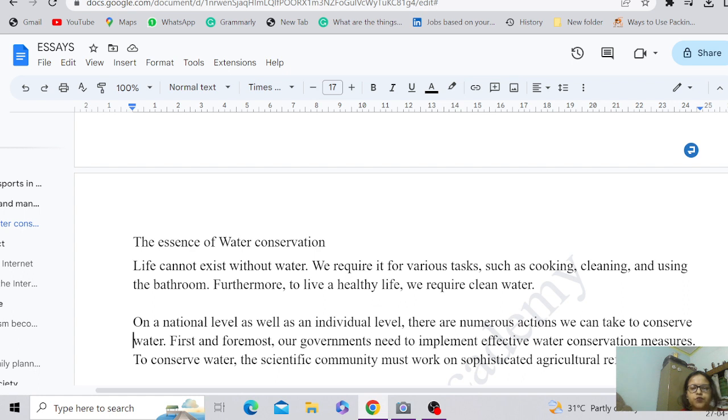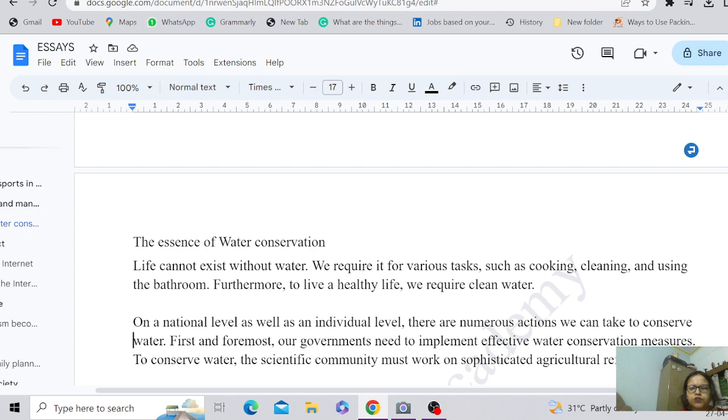It cannot exist without water. We require it for various tasks such as cooking, cleaning, and using the bathroom. Basically, there are many applications of water, including bathing, cooking, and cleaning. If we want to live a healthy life, we need access to a proper supply of clean water, on a national level and also on an individual level.